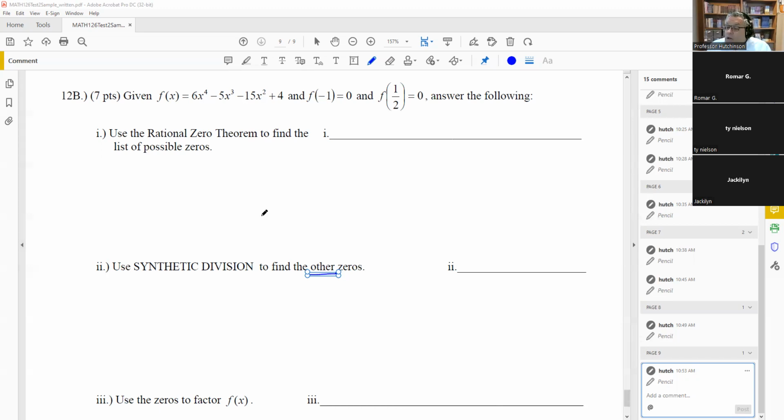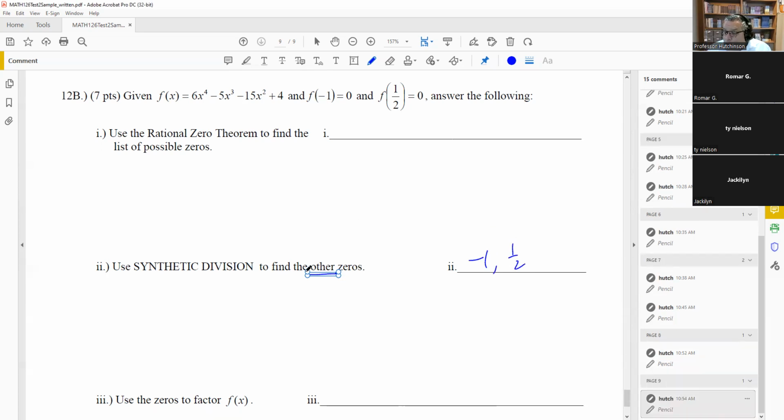All right, so in this case, it says other zeros, but I'll just list them all anyway. I already know that -1 and 1/2 are part of the zeros, so we'll just ignore the other part here. Just find the zeros. So I'll just list the 2 original ones, and then the ones I come up with from synthetic division, however many more there are, I'll put on here as well. But let's first find the list of possible real rational zeros.